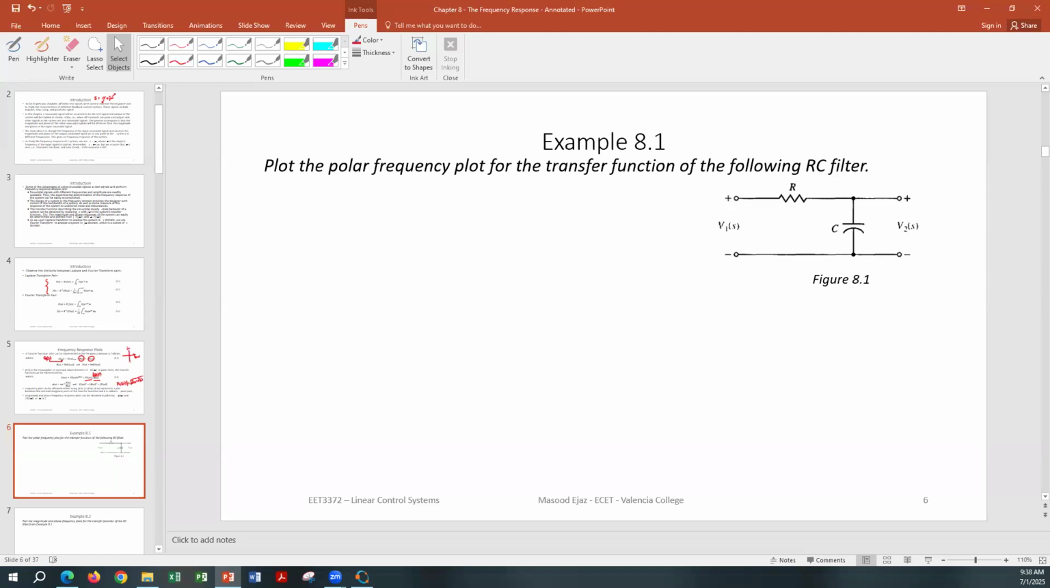But the question is, if you don't know, if I just give you this circuit and I tell you this is a filter, tell me what type of filter this is, and you don't know what type of filter this is, how are you going to figure out what type of filter this is, how it's going to behave as you change the frequency, to call it a low pass filter?